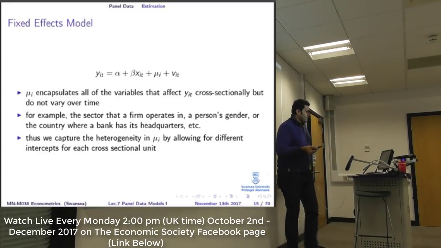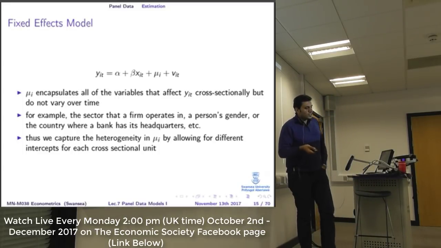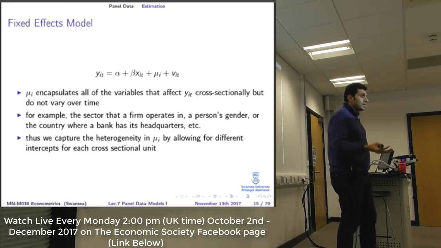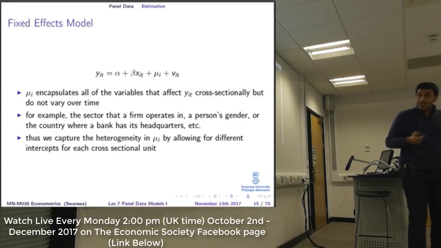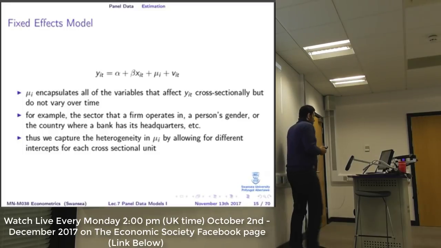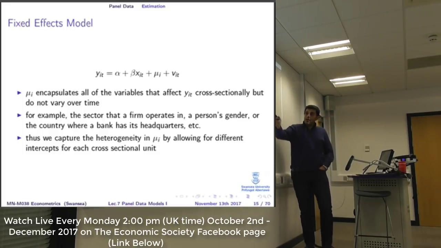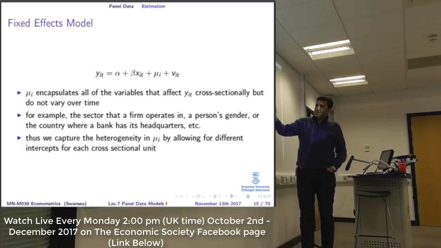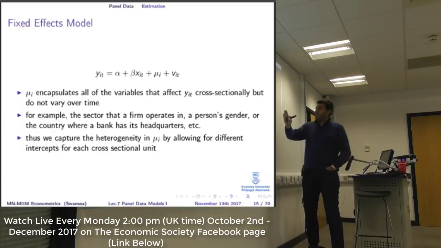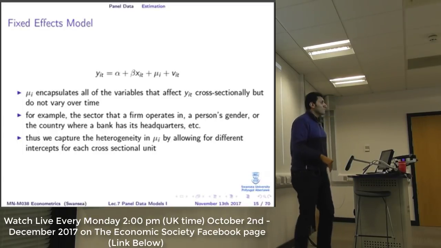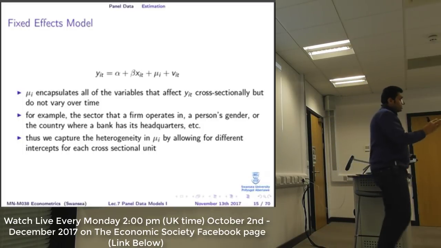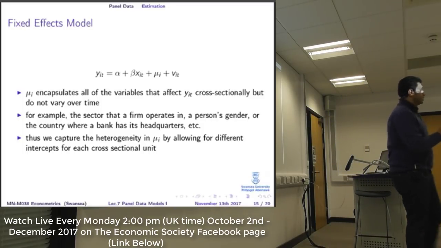So another way to do it then: with pooled regression, we've got a problem of not being able to capture heterogeneity. How could we capture heterogeneity? The difference between the model you've seen now and the previous one is this term, mu i. And mu i here is a variable that captures all variables that affect the dependent variable y_it cross-sectionally but do not vary over time. So things that are subject specific, but they are constant over time, so they don't change over time.